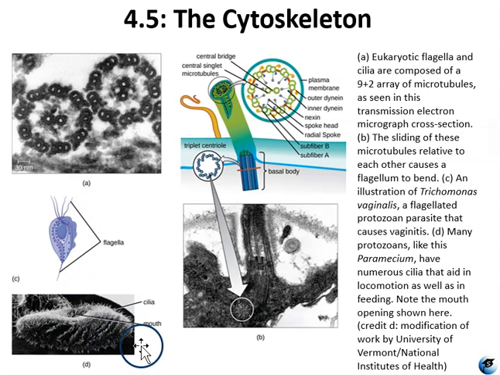And then D here, this is an electron micrograph of a paramecium, and it's showing that it has rows and rows and rows of cilia surrounding its surface. These paramecium are very motile and very fast swimmers.